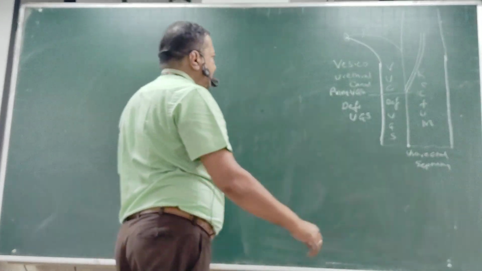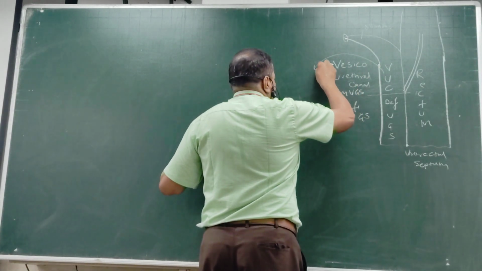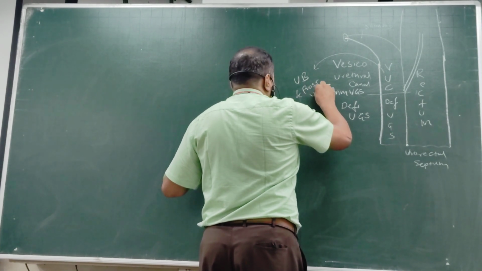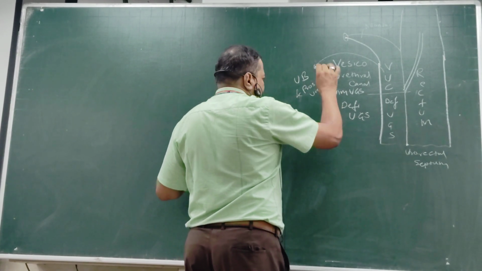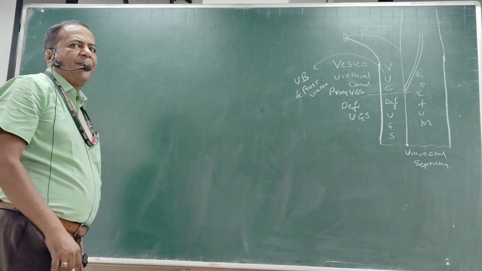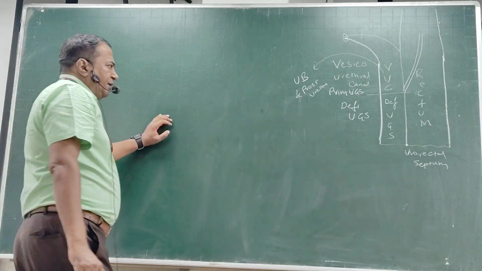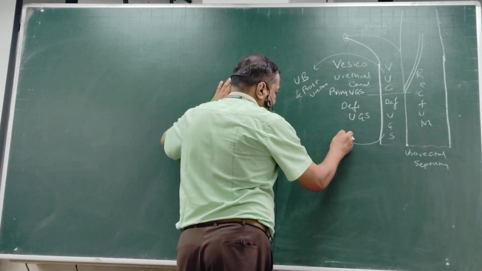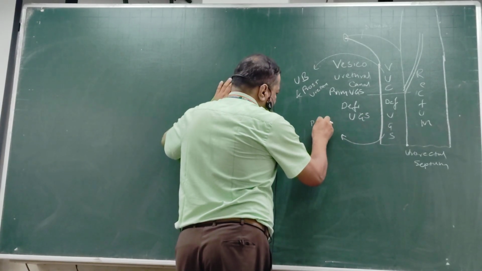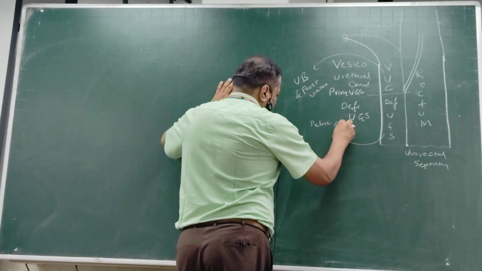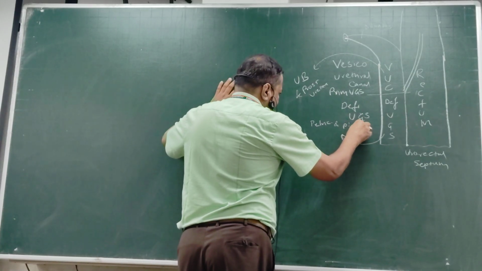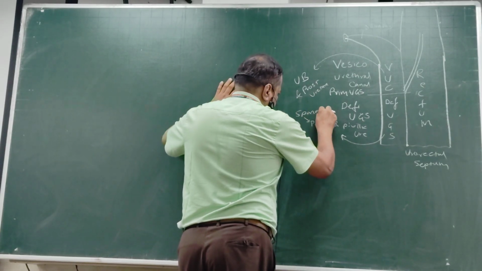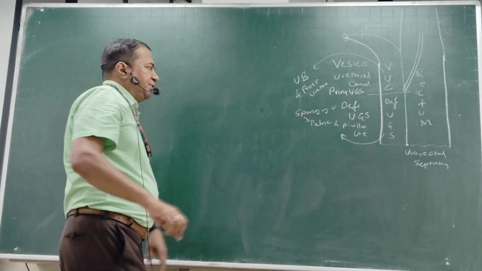Developing from vesico-urethral canal is urinary bladder and prostatic urethra, and in case of females, the urethra. Developing from definitive urogenital sinus is the pelvic and phallic urethra, which is the spongy urethra.